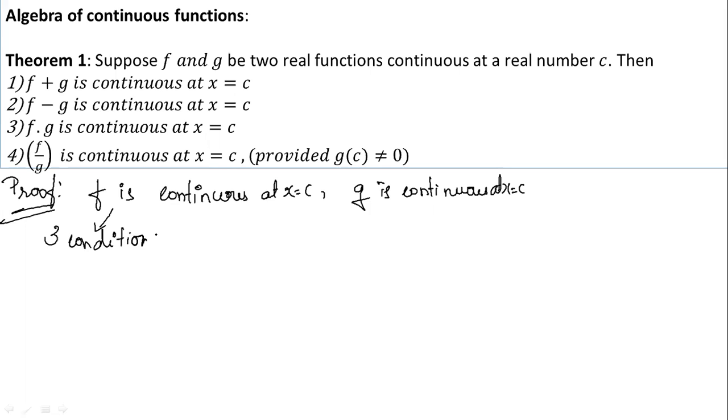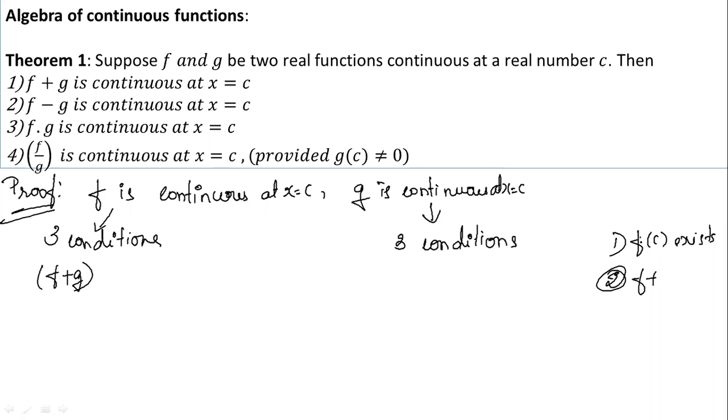Similarly, g is also continuous at x is equal to c, so g also satisfies those three conditions. Now you have to check whether the sum f plus g satisfies these three conditions. What are the conditions? f plus g of c exists, the limit of f plus g of x as x tends to c exists, and both are equal. To show f plus g is continuous, you have to check these three conditions.